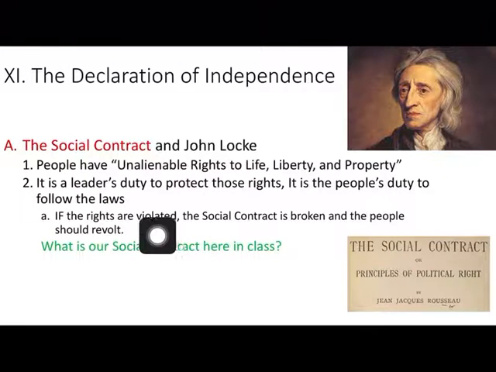The people say, in return, we're going to follow laws, so that society is civilized and we treat each other nicely. Now, his caveat to this, okay, his exemption, his rule said that if those rights are violated, the right to life, liberty, and property, then the social contract that is created is broken. And the people have a moral obligation to revolt, overthrow their government, and create a new one that will then protect those rights. All right?